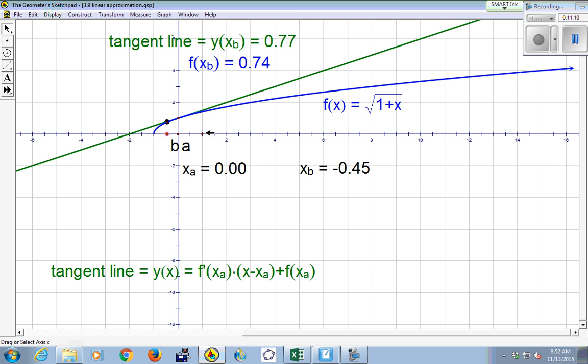Yeah, if you go further away, right? If I put B like all the way out here at 8, right? Now this is a terrible approximation. So I have to know I'm going to be near 0. So I made the functions match at 0 and I made the derivatives match at 0. And I got a line that's pretty good approximation, right?